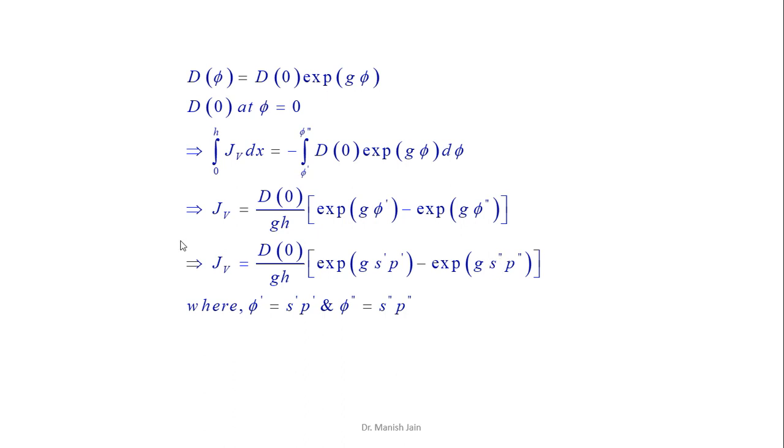Now this equation can be used to calculate the flux across the membrane in the pervaporation process, where we assume the anisotropic swelling. That means the diffusivity of the feed species in the membrane will change with the concentration of that species present in the feed mixture.